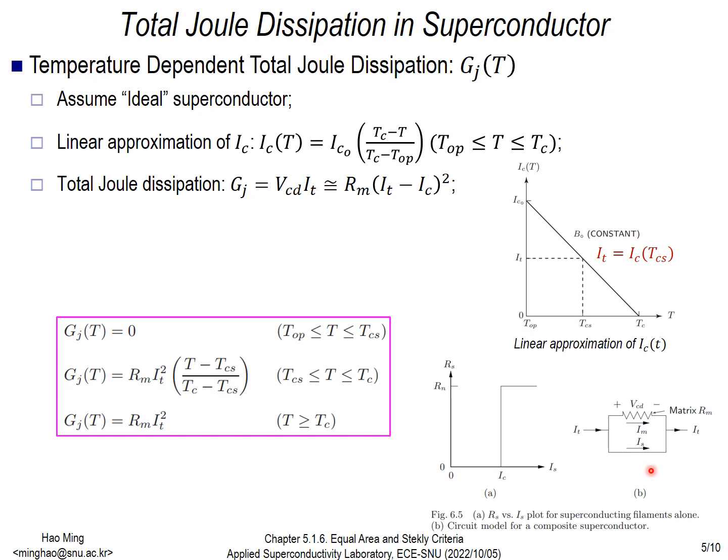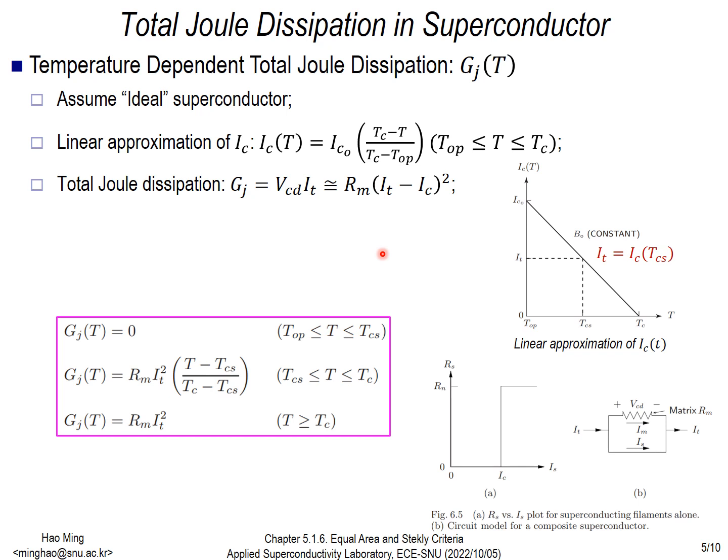Next, we assume that the critical current is linear with temperature and that the critical current at the current sharing temperature is IT. The total joule dissipation is simply the square of the current through the substrate multiplied by the resistance of the substrate. The current through the substrate is equal to the value of the shared current minus the critical current of the superconductor. After substituting the above formula, we can finally get the formula in the pink frame.